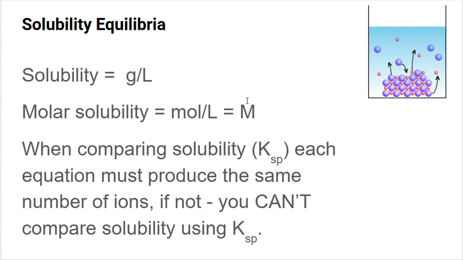All right, solubility equilibria. Solubility is measured in grams per liter. I haven't seen very many problems do that. Molar solubility is the same as molarity, so it's moles per liter. When comparing solubility, each equation must produce the same number of ions. If not, you can't just compare using Ksp.